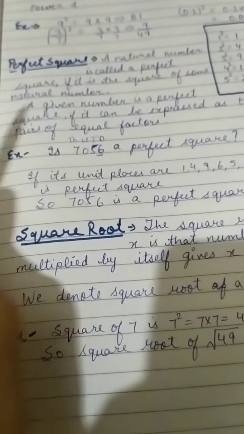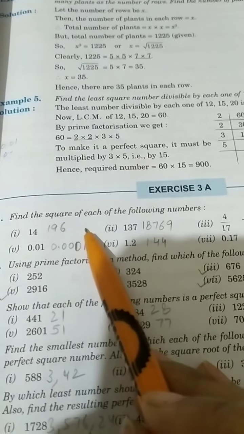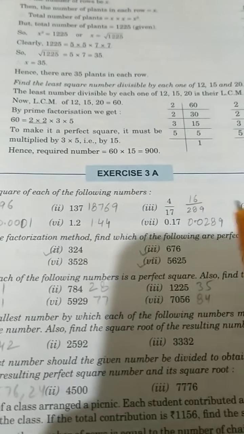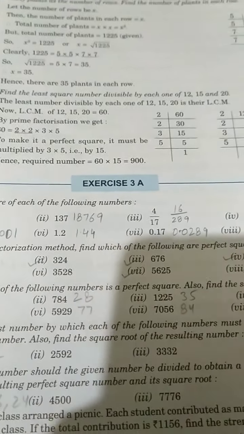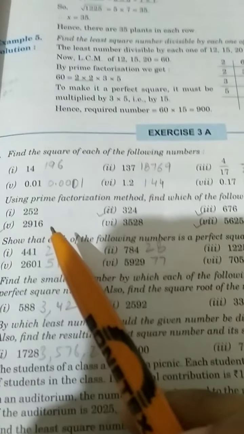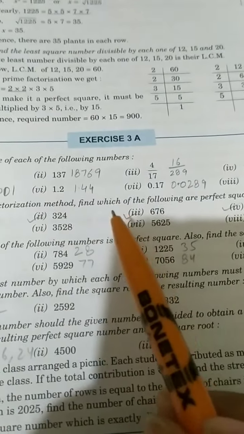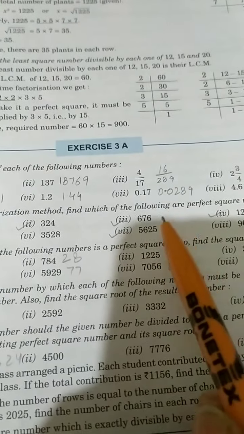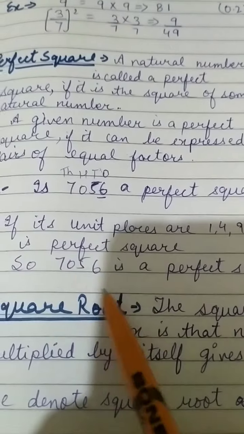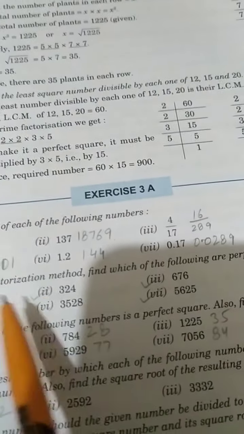So you have to do this exercise 3A, in which you have to find the square of each of the following numbers. You can find these squares after doing multiplication. Okay, and this you have to do in the copy, not in the book. And in the second question also, you have to check, but don't use the prime factorization method, only use the easy method that I have told you. So apply this method and then do this exercise.